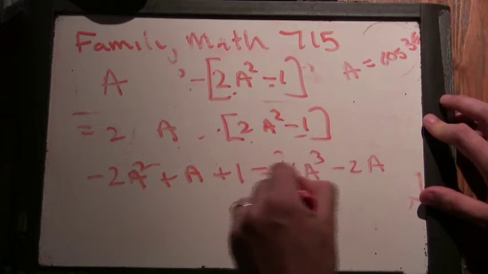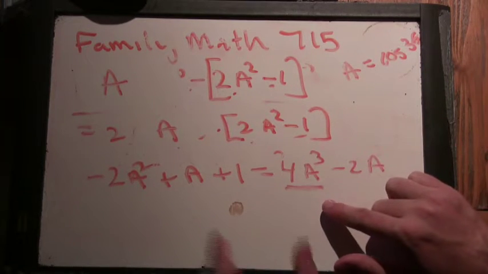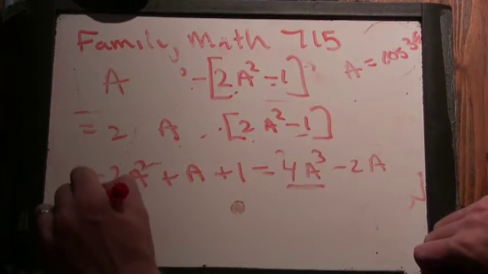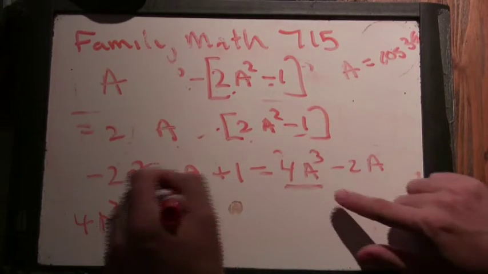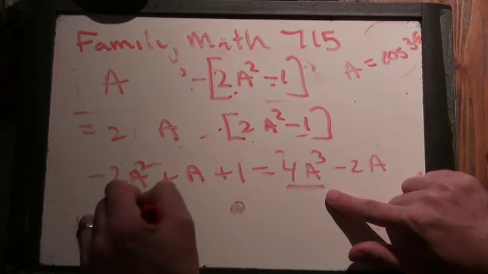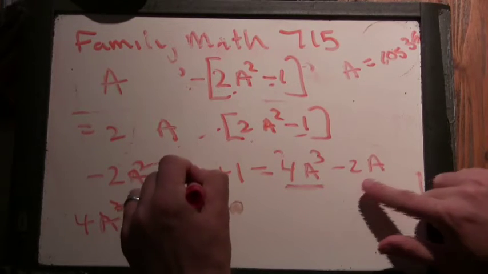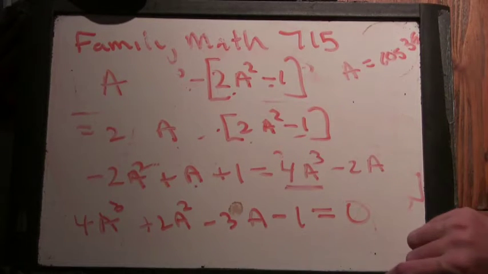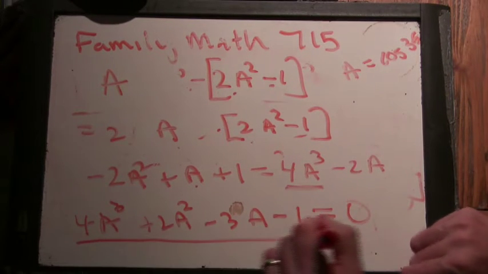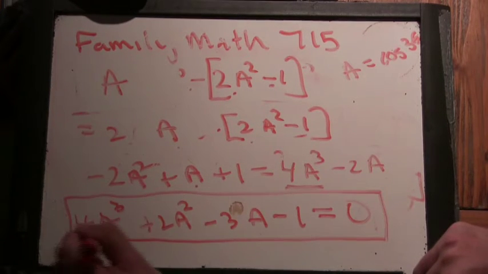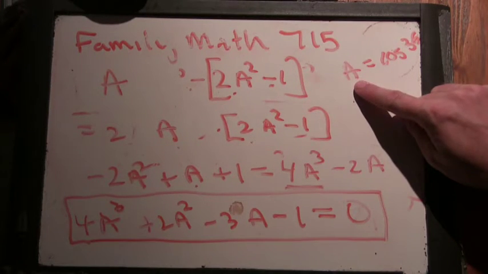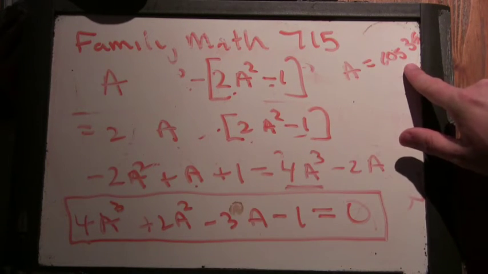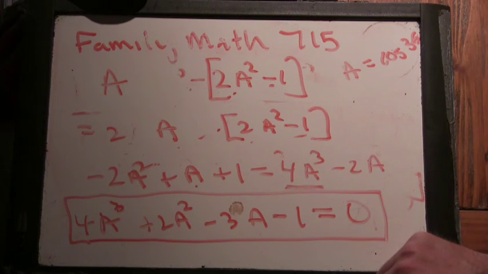Okay, and it's always nice to have your highest power be positive, so I'm going to move everything to this side, but then flip it around. So I'm going to say 4a cubed plus 2a squared minus 3a minus 1 equals 0. So I have now a cubic equation, which is going to have 3 solutions, right? One of the solutions is going to be cosine of 36 degrees. So now we just have to figure out how to solve this equation.